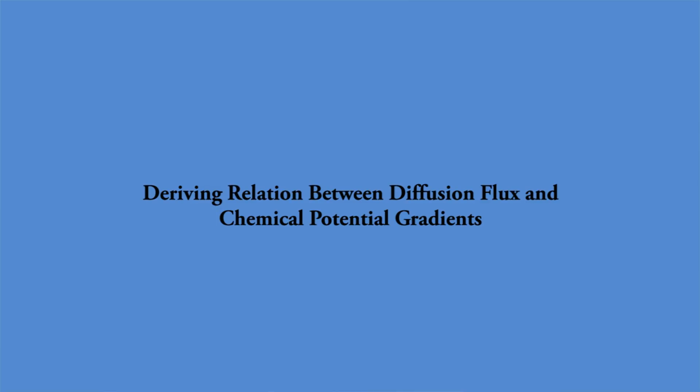Welcome to the 39th lecture in this open course on diffusion in multi-component solids. In this lecture, I shall discuss the derivation of the expression for the diffusion flux of a component in terms of chemical potential gradients. We will see that for substitutional diffusion by the vacancy mechanism, the flux of a component depends not only on its own chemical potential gradient, but also on the chemical potential gradients of other diffusing components.